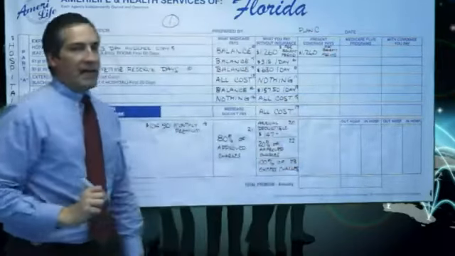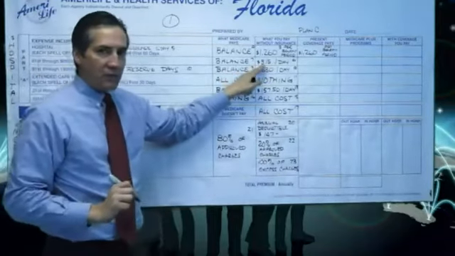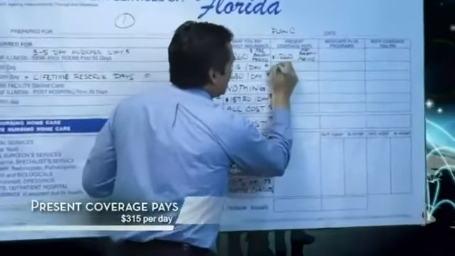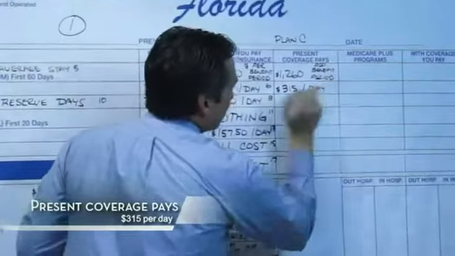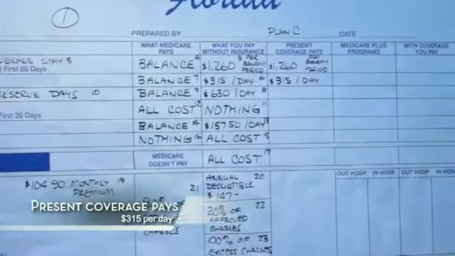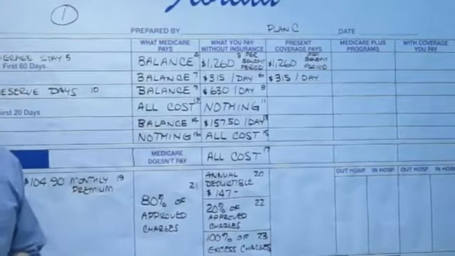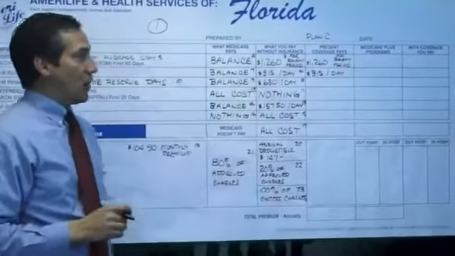If they're in the hospital beyond 60 days, from 61 through day 90, they would have to pay $315 per day. Their Plan C, if you recall, that's going to be covered because that's considered to be a basic benefit associated with all Medicare supplemental plans, and basic benefits will cover that cost.